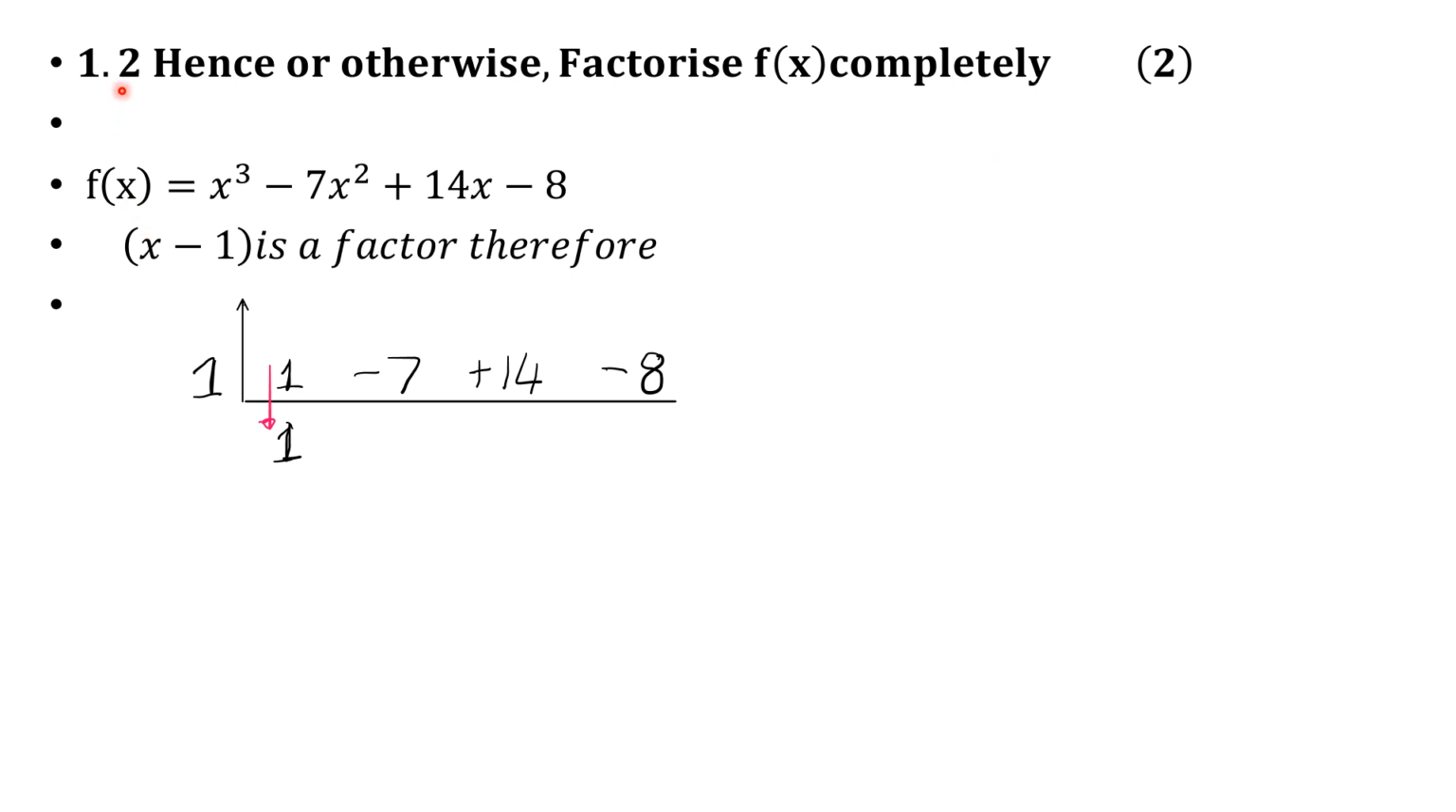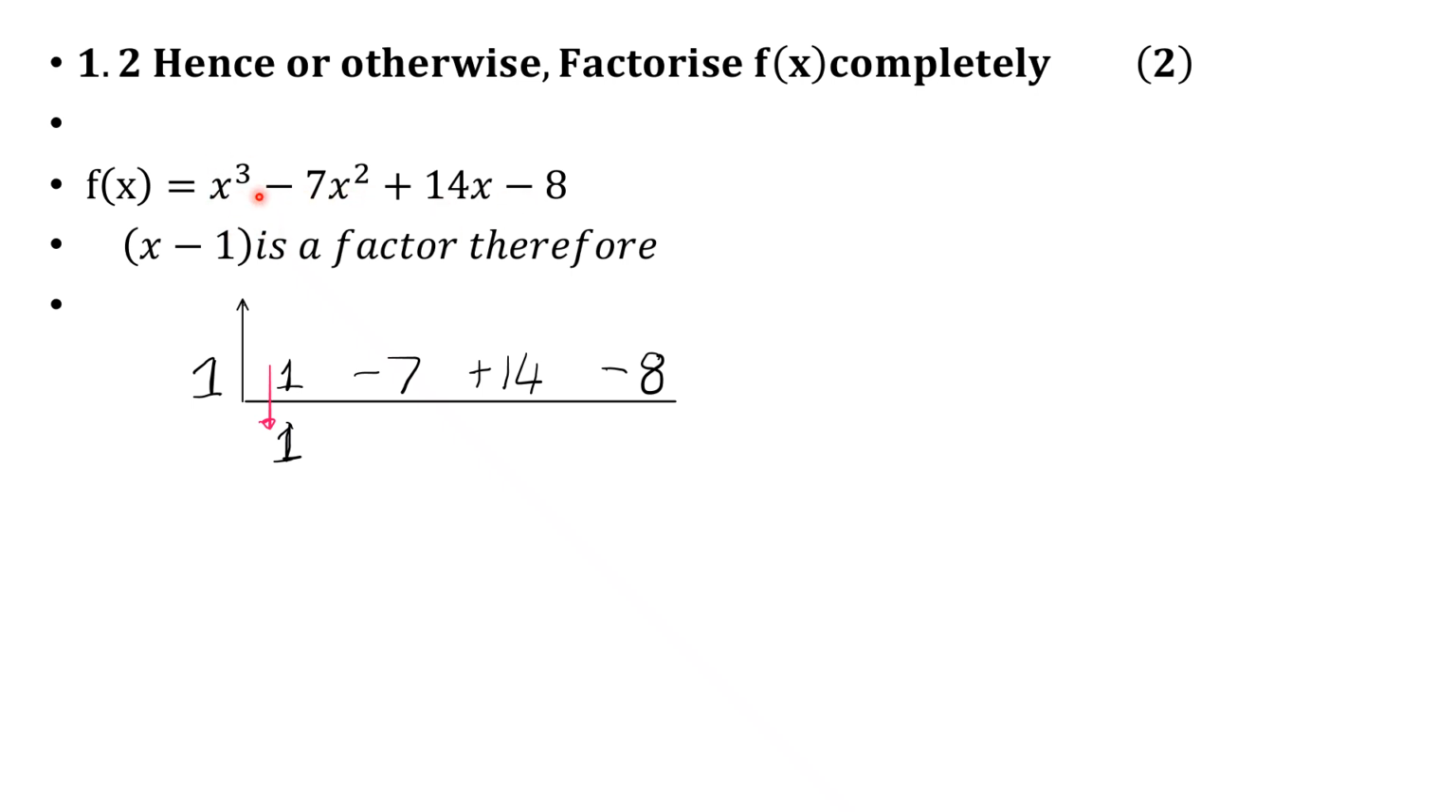All right, 1.2, and so otherwise factorize f(x) completely. So we have to take the factor we got and find the other factors. So here I'm going to use the reverse L method, or synthetic division as it's called. They have x cubed minus 7x squared plus 14x minus 8.